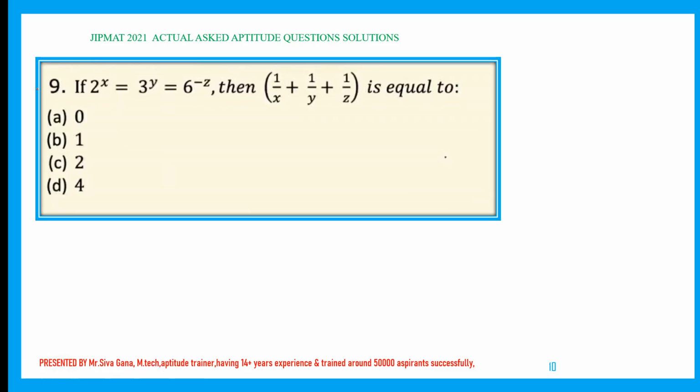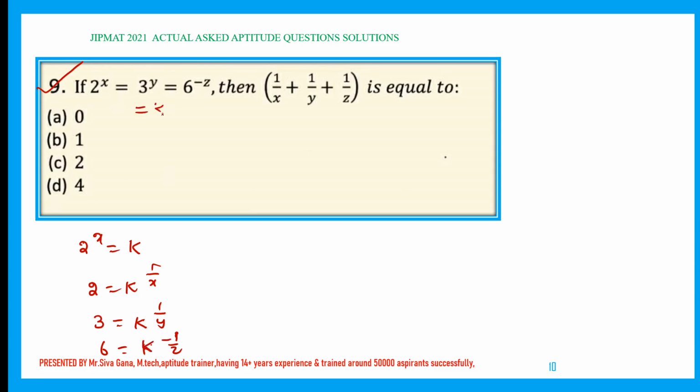Next question. Exactly the same question that was present in my books that I had written. So 2^x is equal to, let us say, k. So 2 can be written as k power 1 by x. Similarly, 3 can be written as k power 1 by y. Similarly, 6 can be written as k power minus 1 by z.